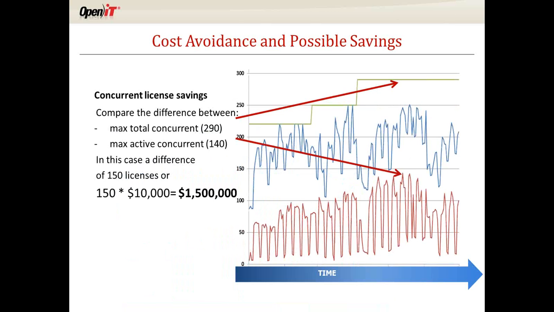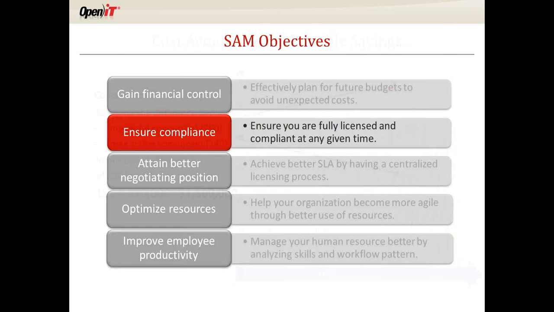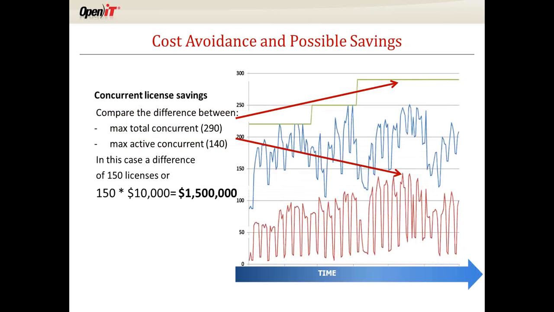Even again, we can put any number on this, but for this one I just used $10,000, not $100,000. Even at a $10,000 application, that's a $1.5 million differential. So I think you can quickly see the ROI on usage metering is typically less than 12 months, and I think we can see why that is.